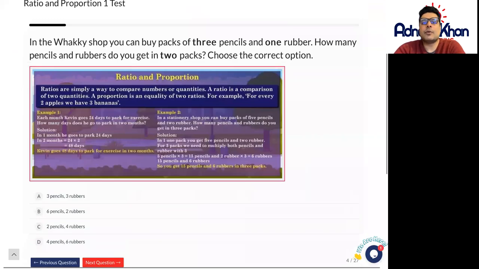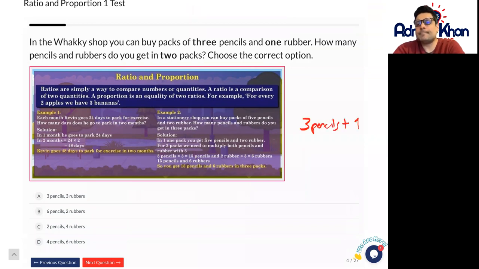Let's have a look at another one. So in the wacky shop, you can buy packs of 3 pencils and 1 rubber. So let's just write this down. So in the wacky shop, you can buy 3 pencils plus 1 rubber. Okay, how many pencils and rubbers do you get in 2 packs? So we just multiply these by 2 each. Okay, so that will be 6 pencils, and that will be 1 times 2 is 2 rubbers. Okay, so 6 pencils and 2 rubbers altogether.